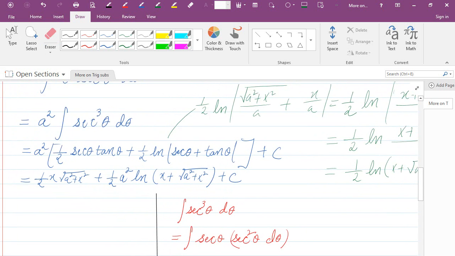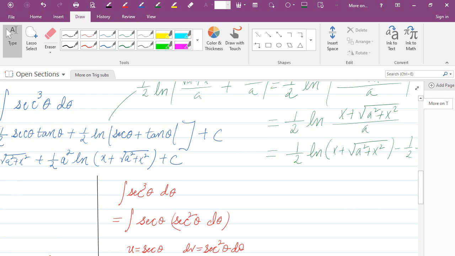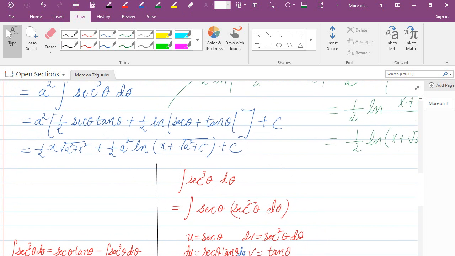And so you might say, hey, where did the ln of a go? Well, half of ln of a, that's just a constant. Because I'm adding a general constant here, I don't have to write this half of ln of a. So again, this is just a constant. That's why the antiderivative is simply that. So this is the final answer.